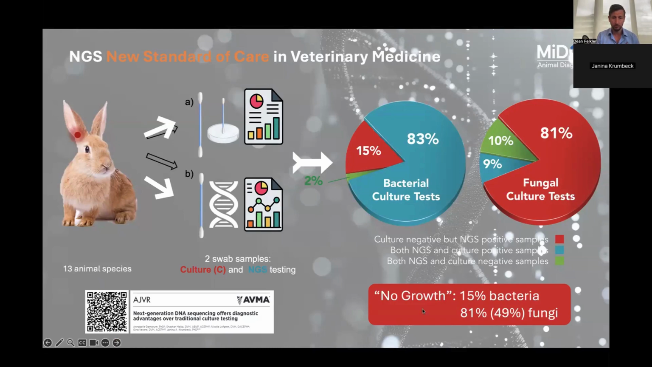We only had one sample that we were not able to recover any bacterial species from, and that was bone material. And then for the fungal test, the situation was even more drastic. 81% came back no growth at all, versus NGS testing was actually able to identify those fungal pathogens. And on the next slide, you can see what specific kinds of pathogens culture testing missed.